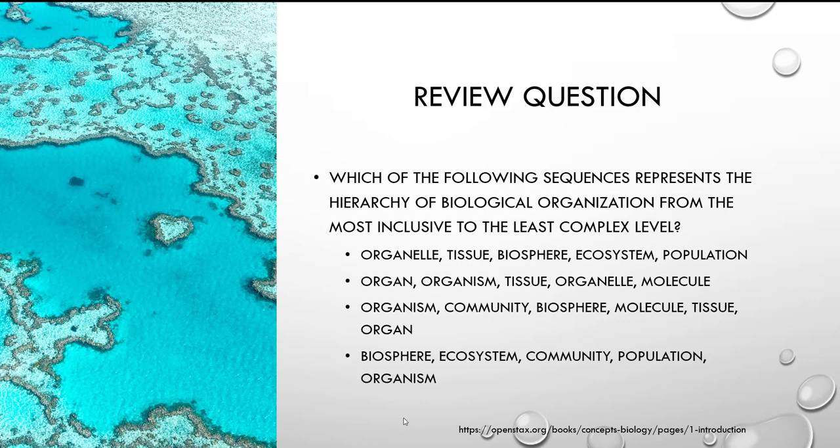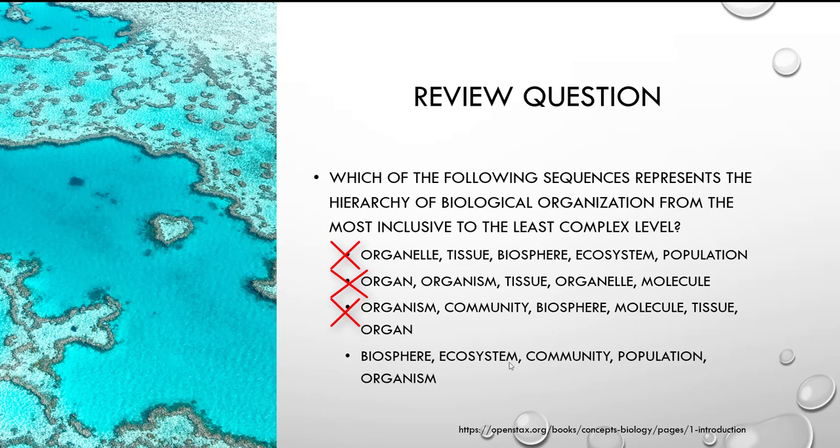So organelle to tissue, well, that would be smallest to biggest, so that's wrong. Organ to organism, that's big to small. That could be right. Let's see. Okay, so we have to go from big to small. So organ to organism, that's the wrong direction. Organism to community, again, that's the wrong direction. So it has to be this one because they're all going the wrong direction.